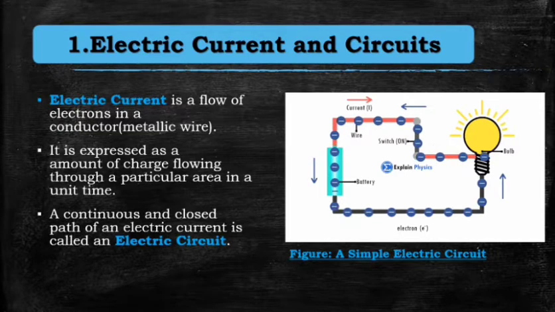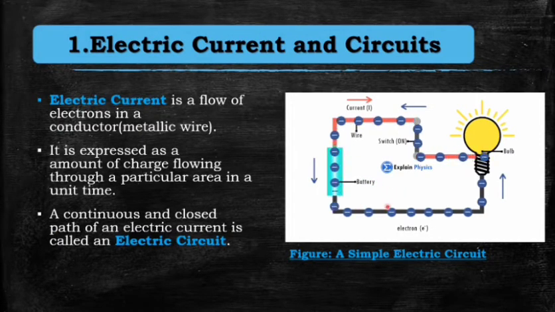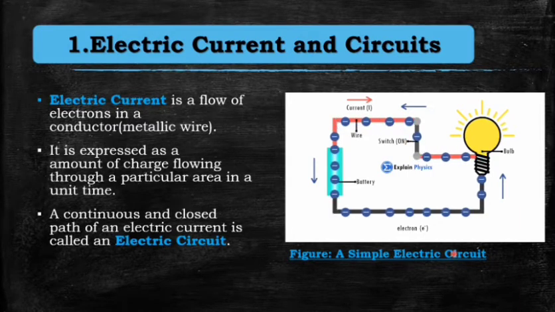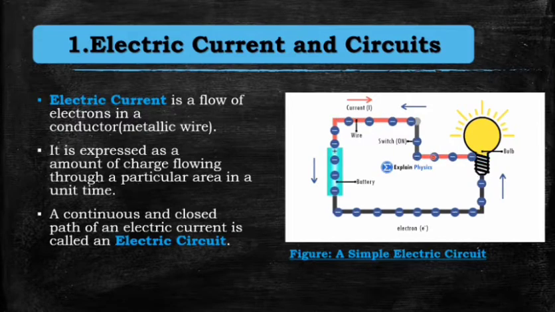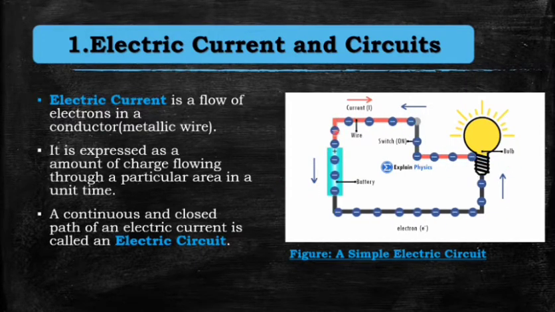Now look at this simple electrical circuit. Here we have a continuous closed path from the battery across the bulb to the other terminal of the battery. So we term it a circuit. You might have been watching these minus signs. These have been traveling in an anti-clockwise direction.